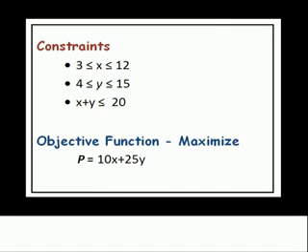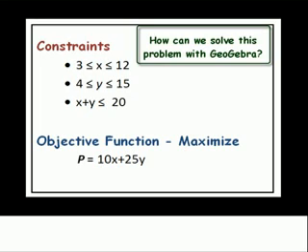In this second Mathcast on linear programming with GeoGebra, our constraints are x greater than or equal to 3 and less than or equal to 12, y greater than or equal to 4 and less than or equal to 15, and x plus y must be less than or equal to 20. Our objective function is to maximize the point function 10x plus 25y. Let's do this with GeoGebra.